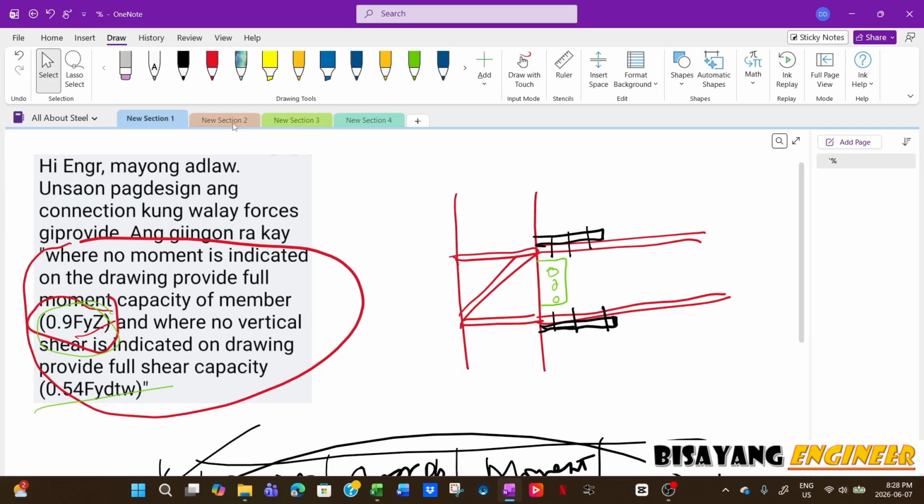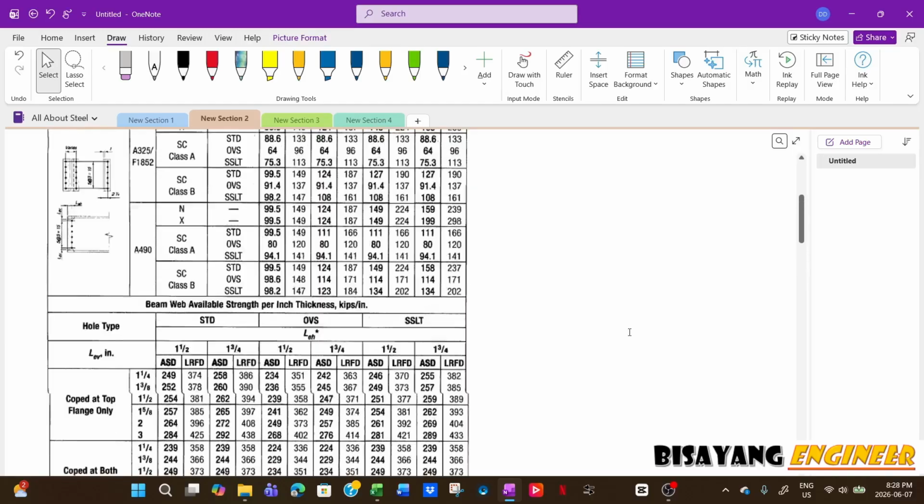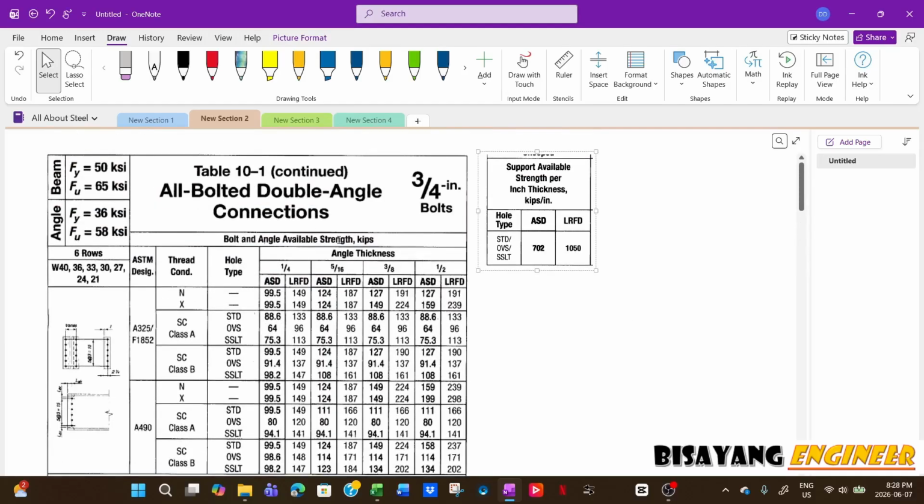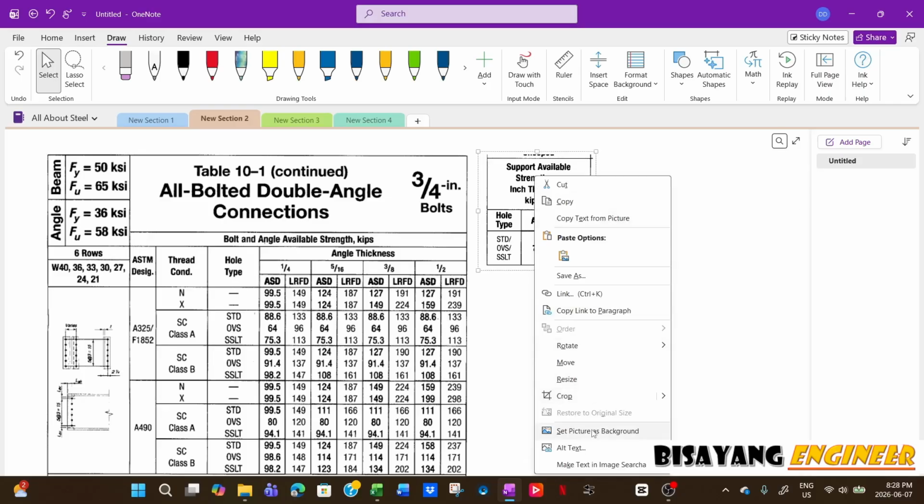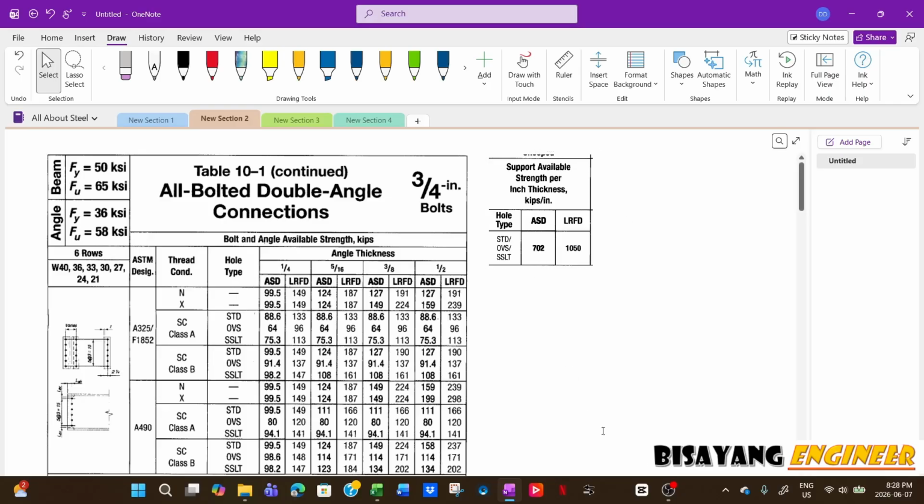So let's do a quick example. This one, I just copy-pasted from the AISC design manual. I think it's the 13th edition, it's an old one. So I don't know what the difference is in the new edition, but you'll get the idea of how to do the design.